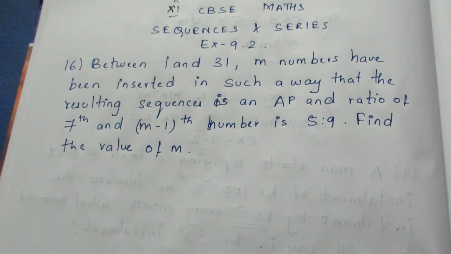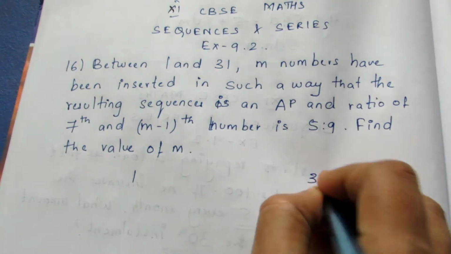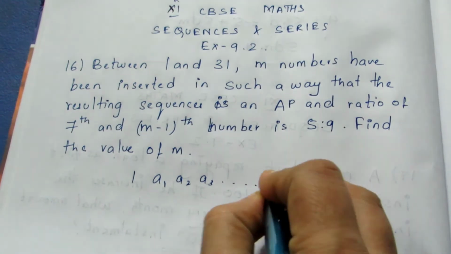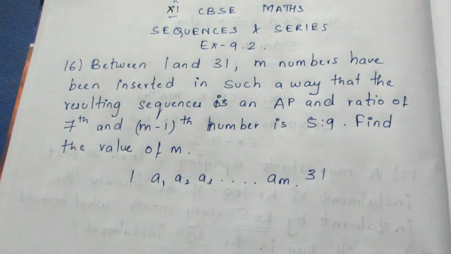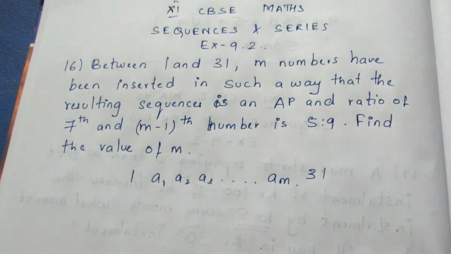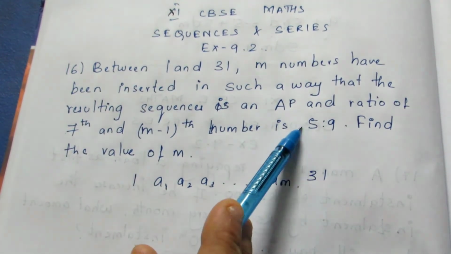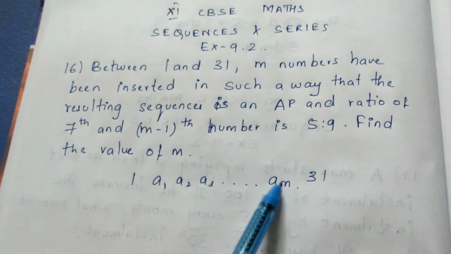Question number 16. Let's see the question. Between 1 and 31, m numbers have been inserted. So from 1 to 31, there are m numbers. Let me take them to be A1, A2, A3 and so on. There are m numbers in such a way that the resulting sequence is in AP. And the ratio of the 7th and the m minus 1th term is 5:9. We need to find the value of m.